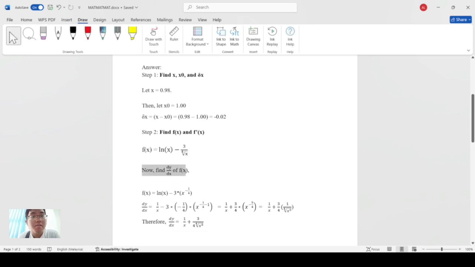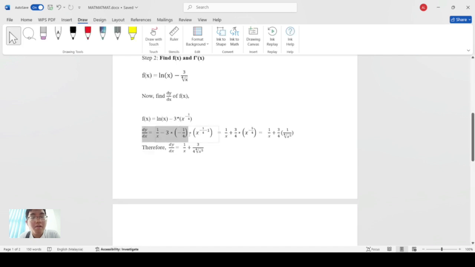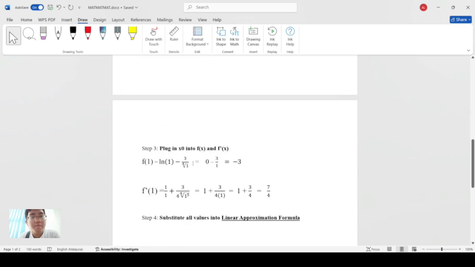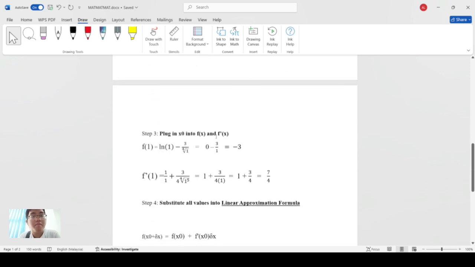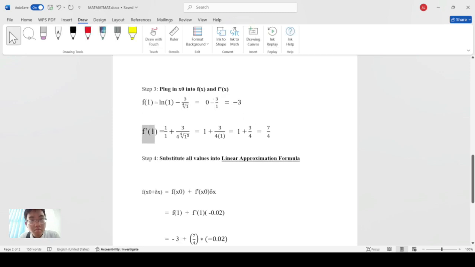Now we have to find the derivative of f of x. We have to apply multiple differentiation techniques. And after we did all of that, we are left with 1 over x plus 3 over 4 times the fourth root of x to the power of 5. Finally, we can go to step 3, which is to plug the value of x naught into f of x and the derivative of f of x. So since x naught is equal to 1, we first work with ln 1, which gives us 0, while plugging it into the fourth root of x gives us 1. So we're going to be left with negative 3. Now we have to find the value of the derivative at 1, I'm sorry. After plugging it in, we're going to be left with 7 over 4.